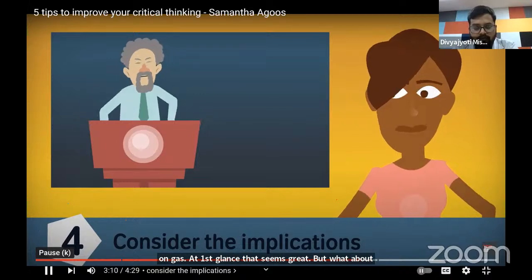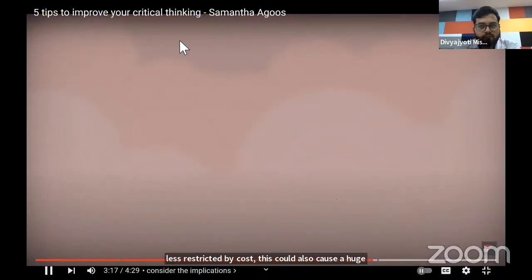If gasoline use is less restricted by cost, this could also cause a huge surge in air pollution, an unintended consequence that's important to think about.